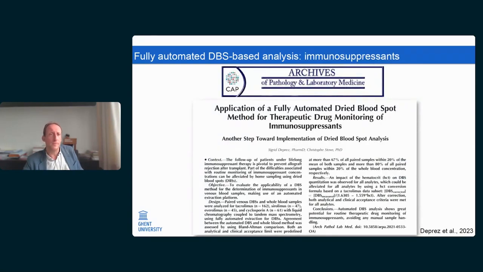Again, we already applied fully automated dried blood spot methods for therapeutic drug monitoring of immunosuppressants using real patients. And now we're also doing that for patient monitoring at home. So this is a field in which the clinical analysis of dried blood spots in therapeutic drug monitoring is probably the most applied methodology.